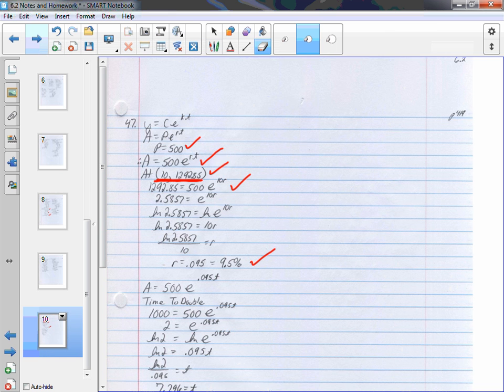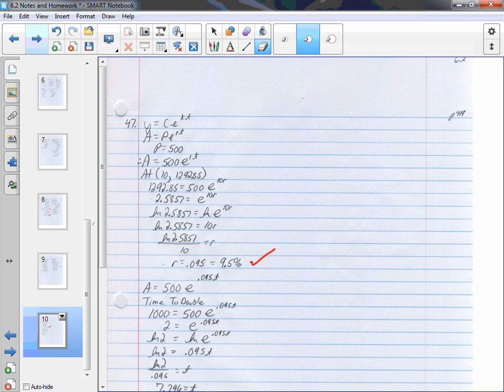So, you guys follow me solving it for R? All right. Once I've got that, I can answer their questions because now I have the particular solution. Because A equals 500 e to the 0.095 t. So if they tell me t, I can figure out A. If they tell me A, I can figure out t.